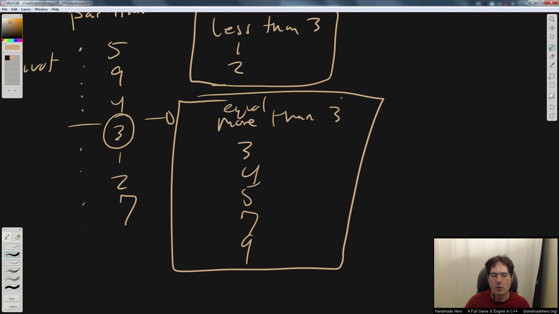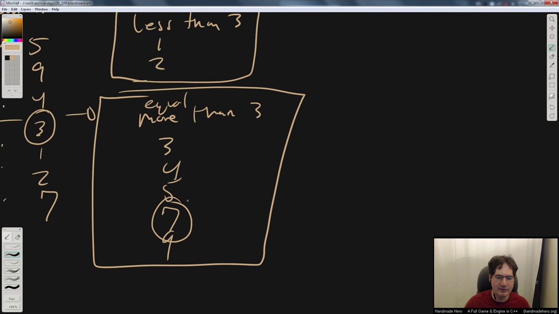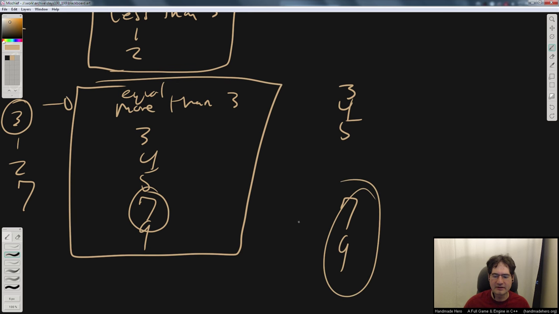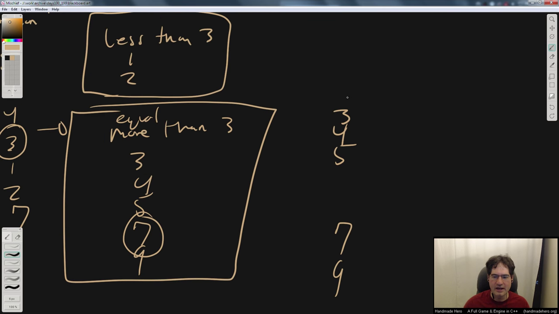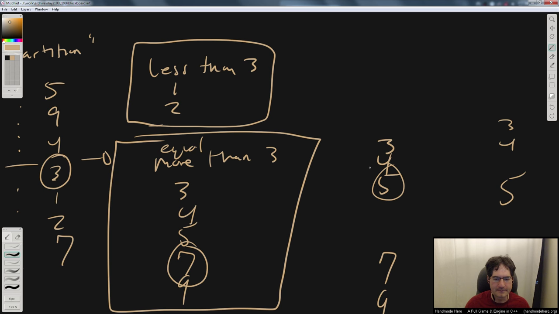Pick another pivot. Maybe I pick 7 this time. So I picked 7 for the pivot, and I need to do more than 7, less than 7. The less than 7 things are going to be 3, 4, 5, and the greater than 7 things are going to be 7 and 9. This is now done because it's sorted. This one needs to pick a pivot again, so I pick the pivot 5 maybe, and then I've got just 5 and 3, 4, and hey, now my whole thing's sorted.